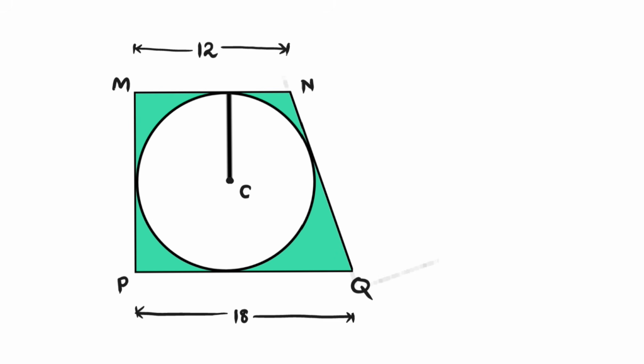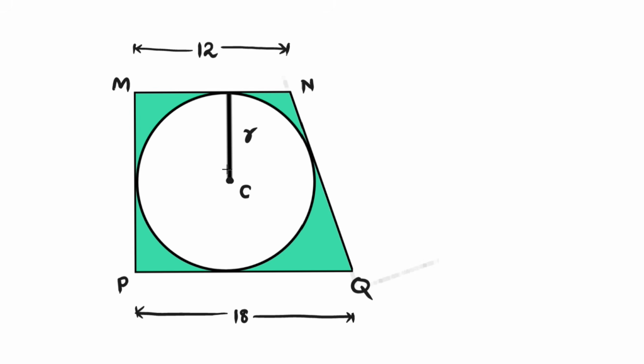Let's begin by carefully reading the given information. We have a trapezoid where the top side MN is 12 units and the bottom side PQ is 18 units. A circle touches all four sides of the trapezoid, so it is tangent to every side. The center of the circle is point C and we are asked to find its radius, which we'll call R.